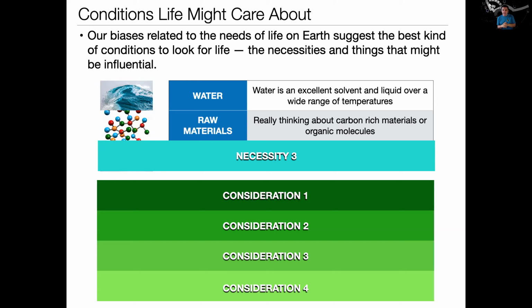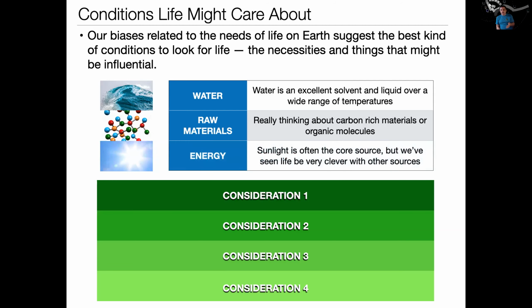And so again, it kind of makes sense to our carbon-based brains that carbon seems like the most likely thing that life might exploit elsewhere. So when we're looking for places for life to survive, we're looking for places where there might be raw materials. And when we say raw materials, we mean organic molecules or carbon-rich environments.